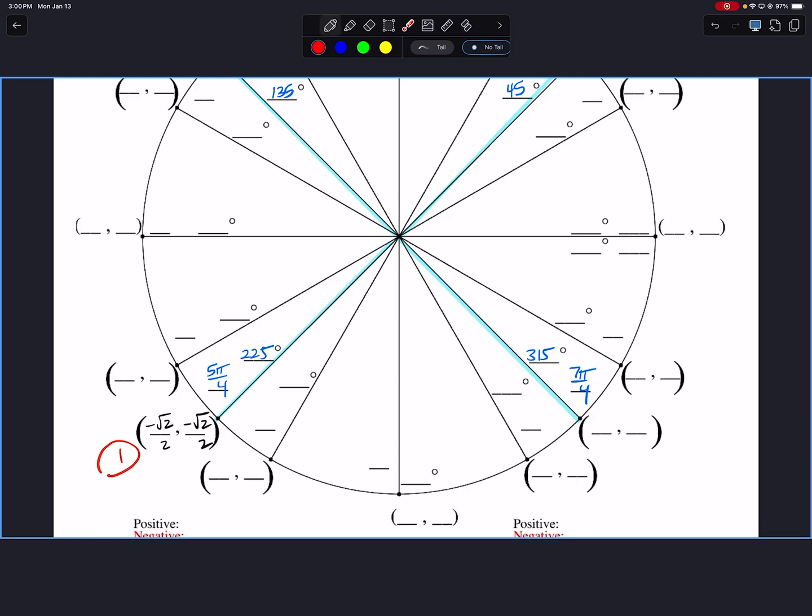Y is negative. So it's going to be root 2 over 2, negative root 2 over 2. What's a negative divided by a positive? Negative. So tangent's going to be negative 1.